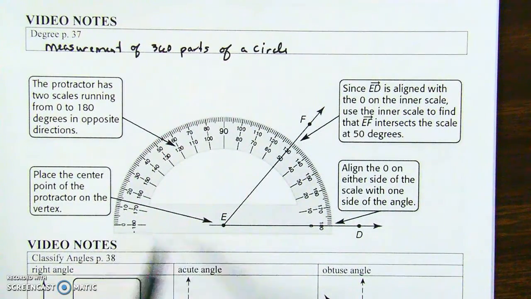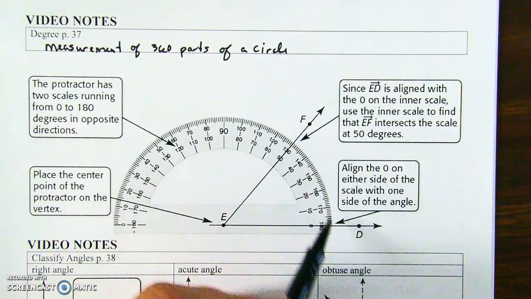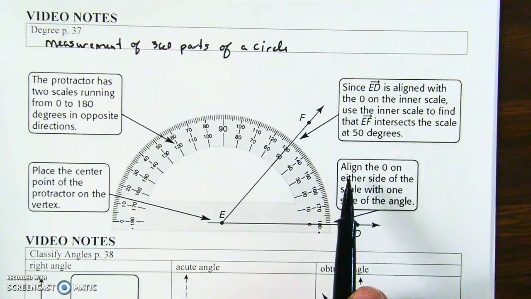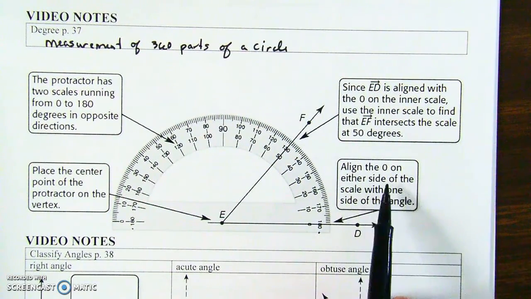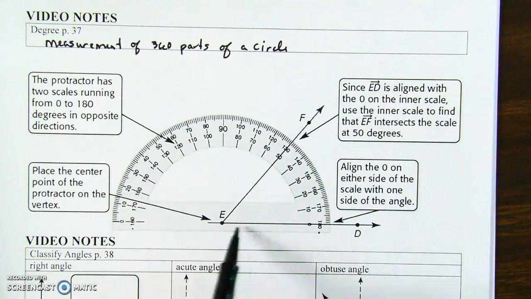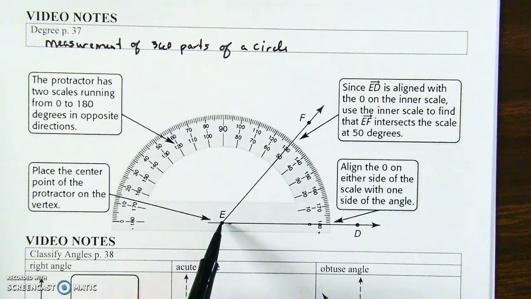Okay, now as you can see, we have a half of a circle here, and we have 180 degrees in each scenario. Notice that this side also has 0 and 180, and it counts this way and then counts backwards going this way, so it depends on what side you go from. It says right here, align the 0 on either side of the scale with one side of the angle. So you need to take one ray. So here's our angle F, E, and D. We're going to take this ray right here and line it up right along the 0 marking here. E, there's always a hole in the middle, and you're going to put that hole right over the top of the vertex here, okay?